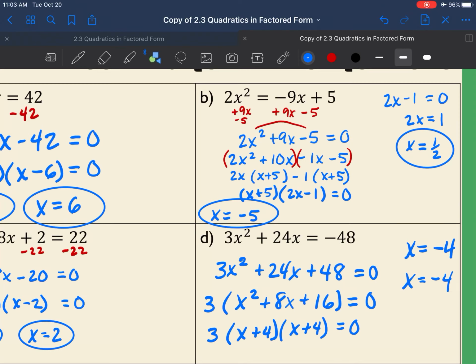Now, notice that the 3 did not do anything. That's because you can actually just divide by 3, and that will still give you 0 when you divide by 3. So that 3 doesn't really do anything there as far as solving it goes.